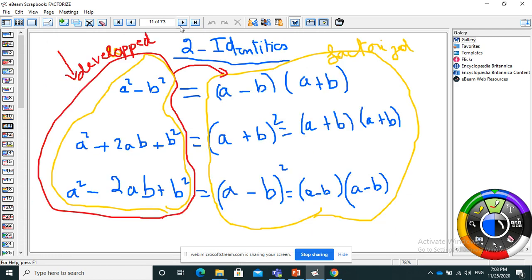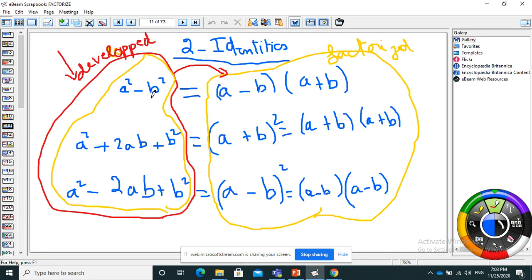Now, if I don't have a common factor visible, I need to pass to my second question: is it an identity? That's why I need to memorize the identities. It means I will see in the given this form, and to factorize, I need to move from this part to this part. So we need to memorize the formulas. We need to write them on a copybook and memorize them very well.